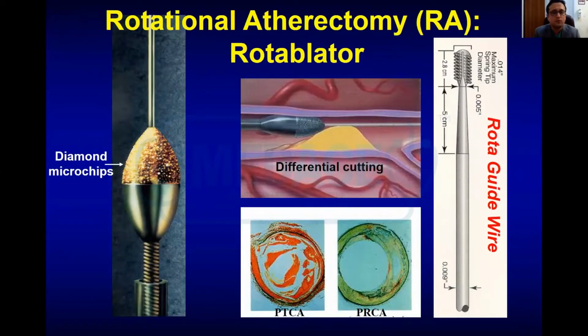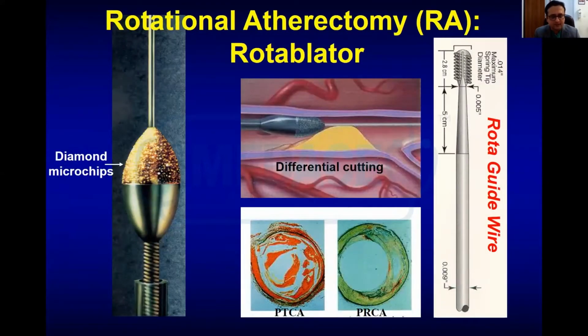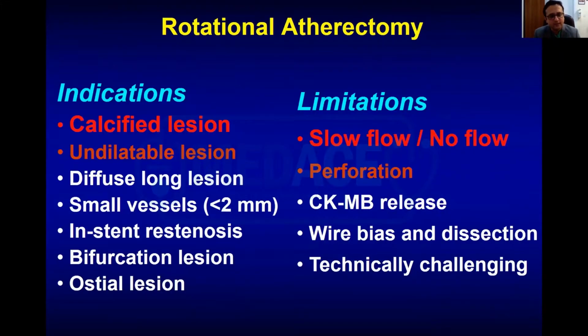So we'll talk about Rota. It's a diamond microchip burr, where probably the distal half of the burr is made up of diamond microchips. It causes differential cutting, and we can use it for multiple indications. Obviously, the top of the line is calcified lesions. Then we have undilatable lesions, long diseases, smaller vessels. We can use 1 to 5 burrs.